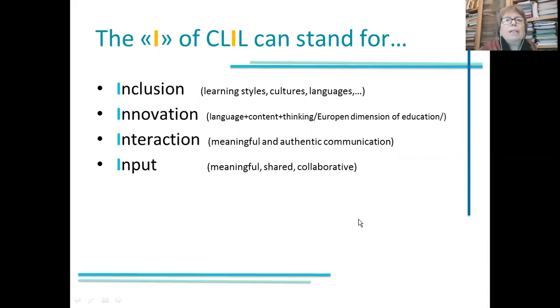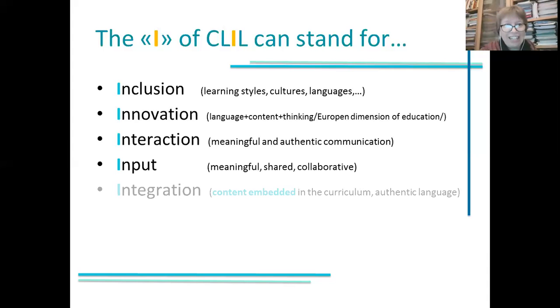Input. In content and language integrated learning, it's very important to provide meaningful input to students and make them cooperate and collaborate together. And for this reason, the teacher has to choose something that she likes. It's very important when you teach a subject through another language that you choose a topic that you like and that children like.